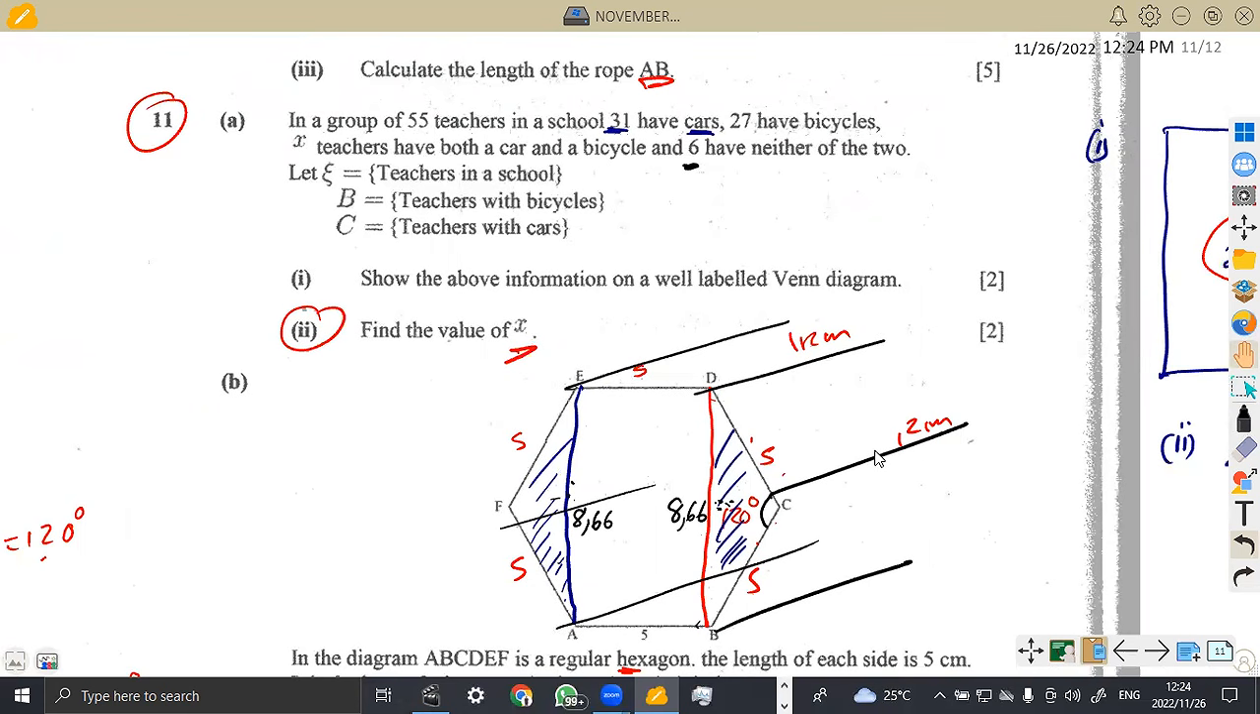So let's see the other part, which is the last part of the question paper. That is our question number 12. Let's see what we were given on question 12.